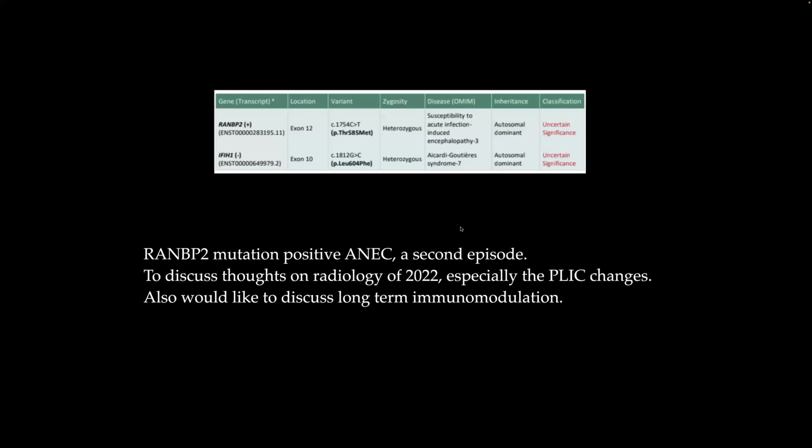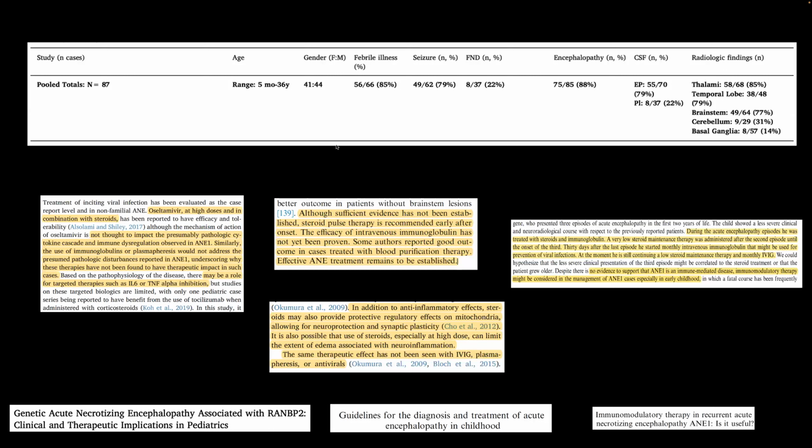This was the genetic diagnosis of uncertain significance, but we can be sure that the imaging phenotype matches ANEC. This was a paper in 2020 where they did a literature review of RANBP2 mutation-related cases of ANEC. Again, there are no differentiating features to distinguish a genetic from a non-genetic cause, and they show typical involvement of the temporal lobes, thalami, brainstem, cerebellum, and less commonly the basal ganglia. Even on the question of immunomodulation and treatment, there are different papers which have postulated guidelines for treatment of ANEC.